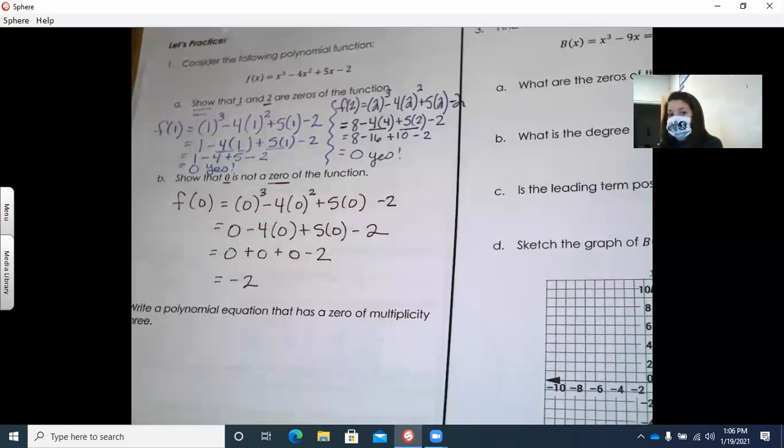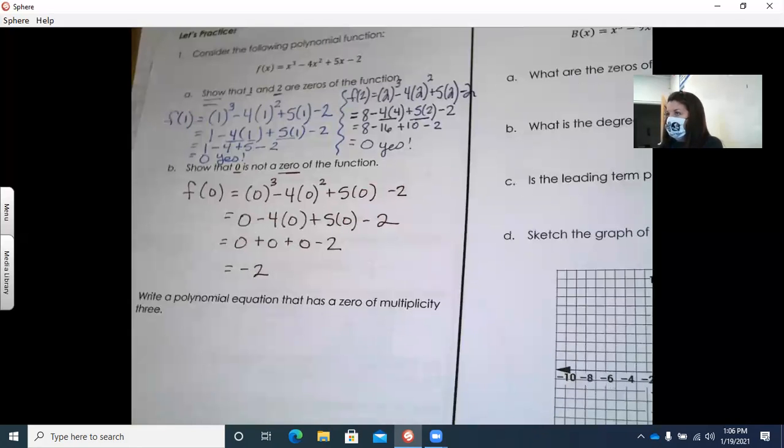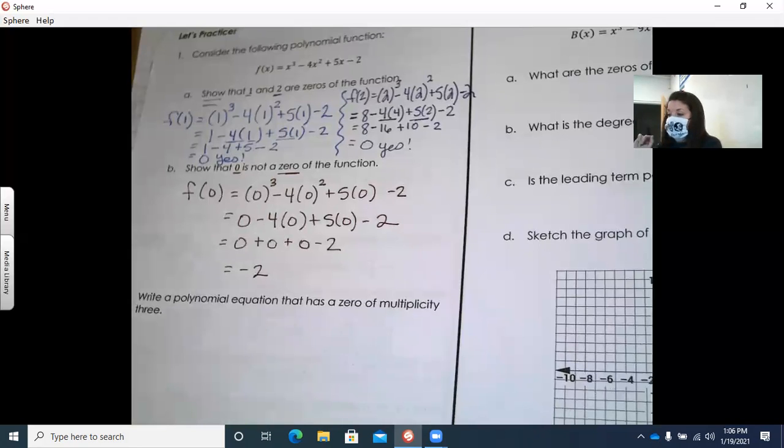The next one, I believe you have to do this on your homework as well. Write a polynomial equation that has a 0 of multiplicity 3. So they're just wanting us to write, I mean, we could all have a different answer, okay? As long as I have at least one of my zeros that occurs how many times? 3 times, because it says it has a multiplicity of 3.